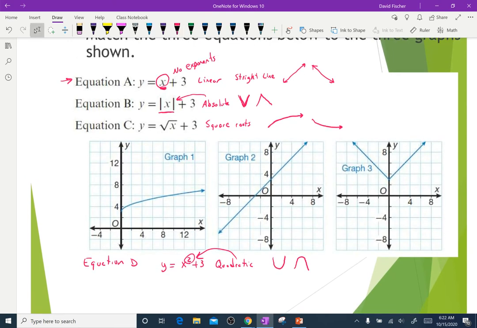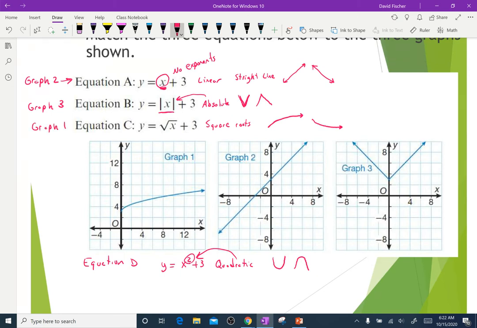So without doing any work, we could now look at these and say, hey, that's a linear line, so that's graph 2. The next one's an absolute value, so that's graph 3. And the last one is graph 1.